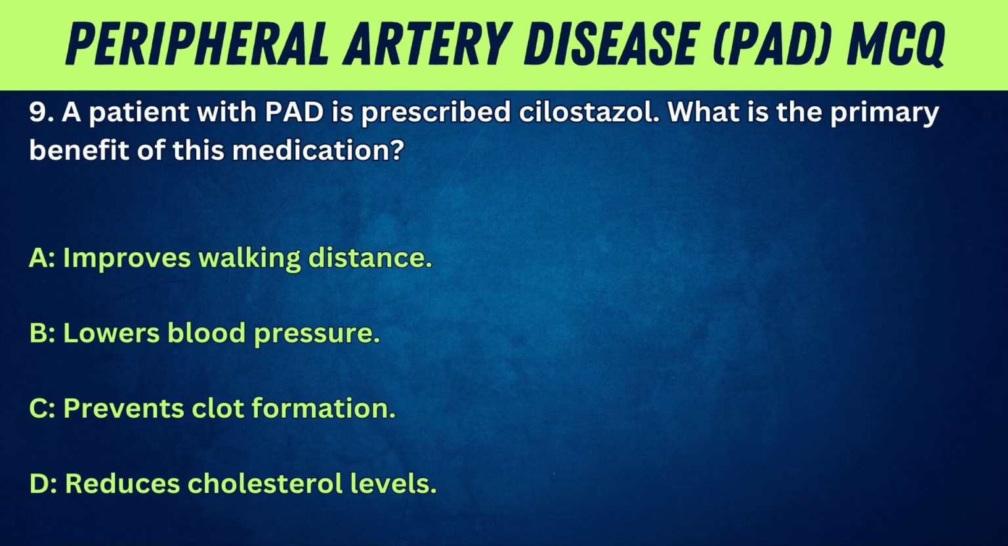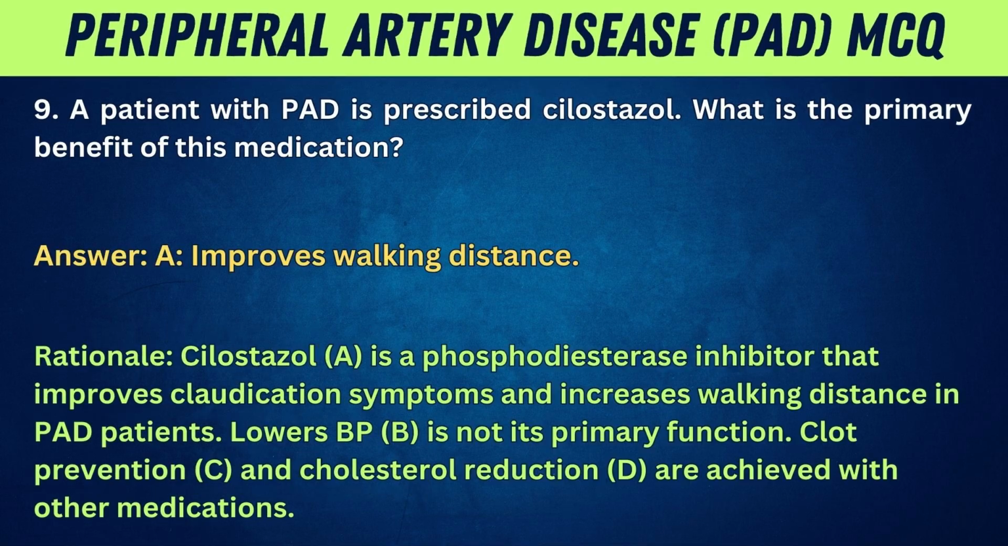9. A patient with PAD is prescribed cilostazol. What is the primary benefit of this medication? A. Improves walking distance. B. Lowers blood pressure. C. Prevents clot formation. D. Reduces cholesterol levels. Answer: A. Improves walking distance.